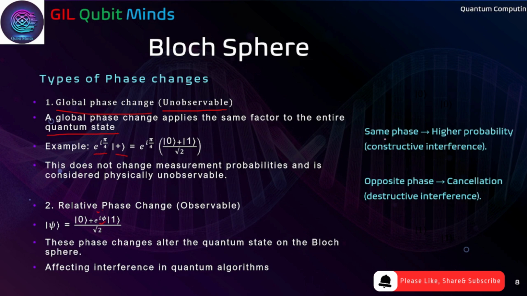If the phases are the same, the probability is higher. Suppose both are positive phases, then it will be constructive interference. When one phase is positive and one negative, the opposite phases cancel out and it will be destructive interference.